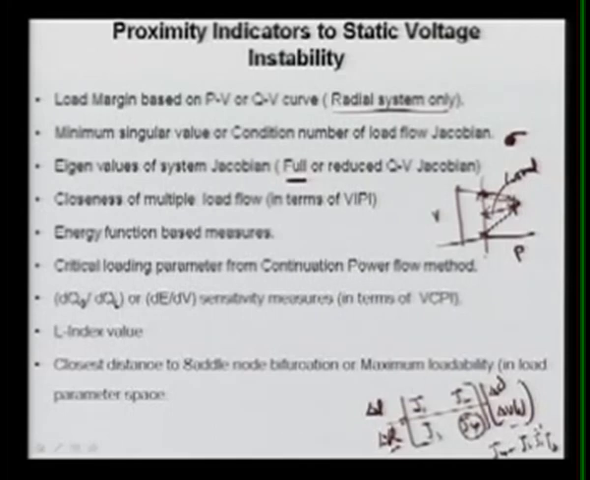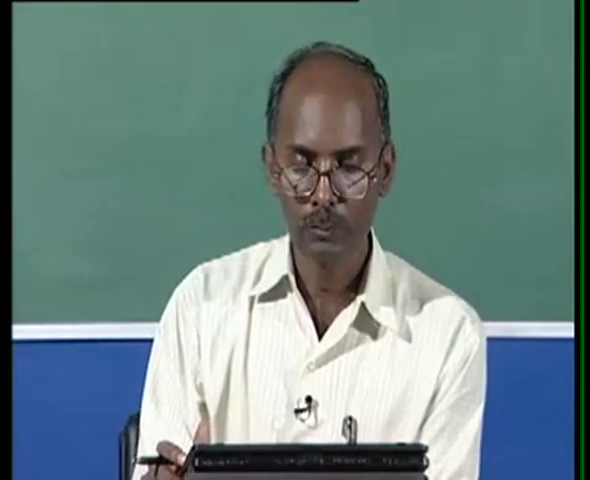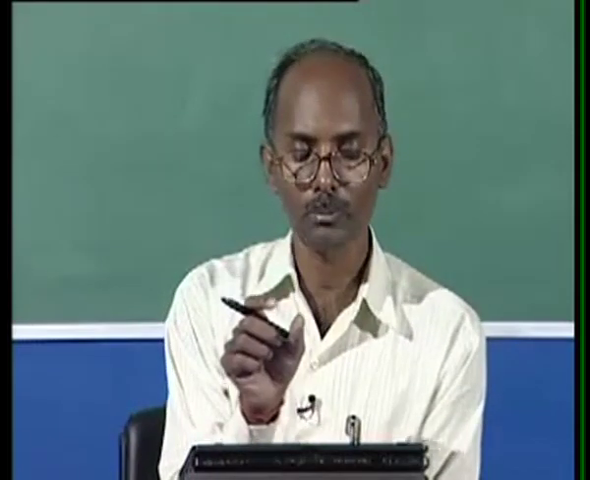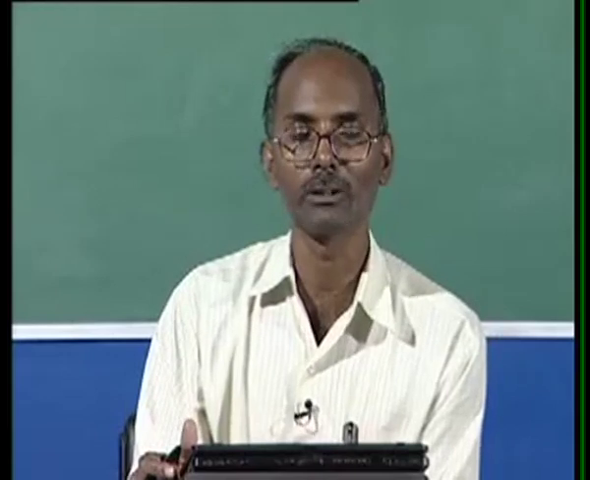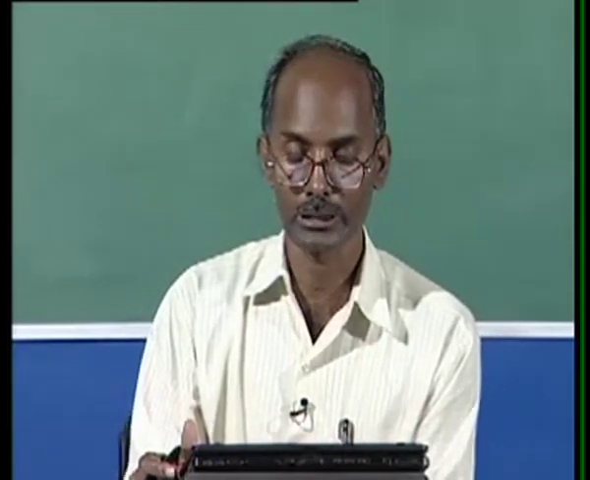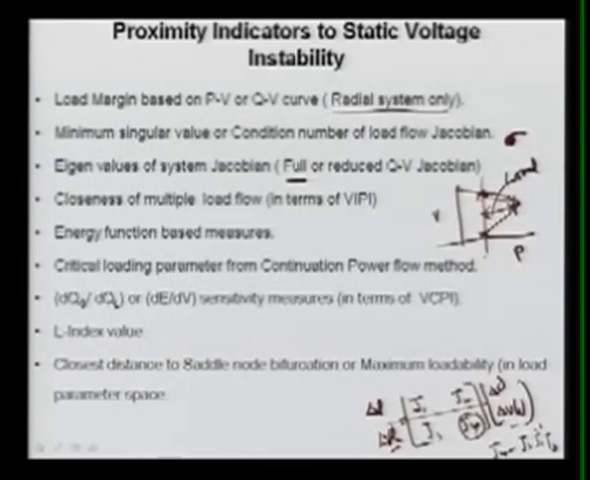So, in the power flow we can get multiple solutions, find the closeness to the multiple solutions, and form different indices, which we can use as voltage instability proximity indicators. Another is energy function based measures. We can use energy functions to see how much energy you have from the boundary, and formulate the problem in terms of energy functions.